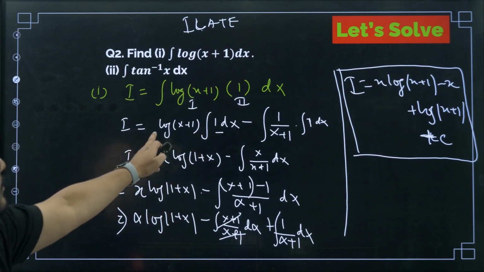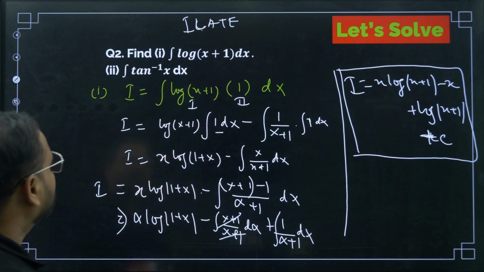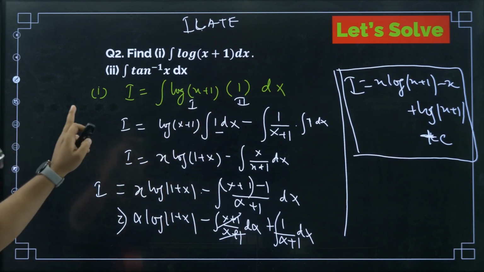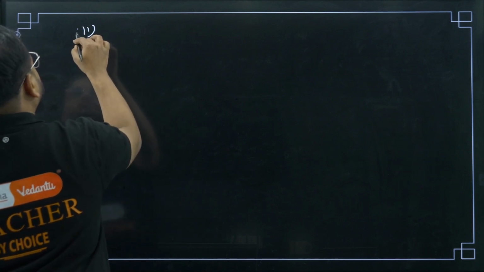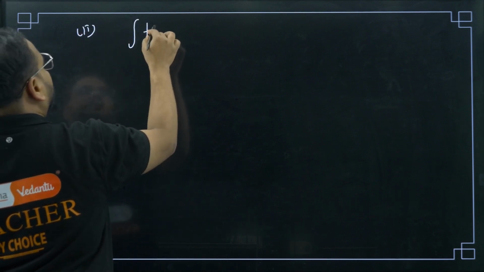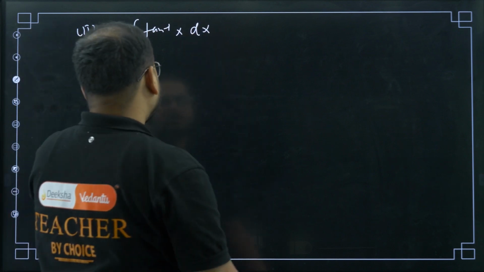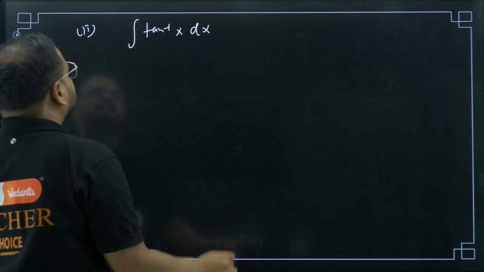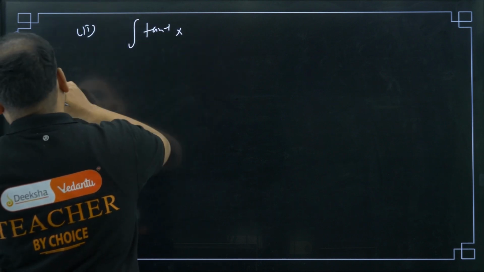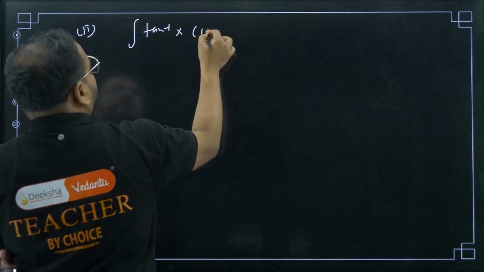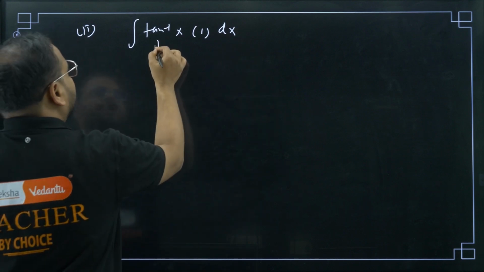First one, I took the function 1 as log of x plus 1, and this is 2. Okay, simple. Second one is what? Integration of tan inverse of x. Have a look here. Second one is integral of tan inverse of x dx. Tell me how will I solve it? So again, same thing I'll do. Take 1 here because there's no second function. What's the first function? Inverse is the first priority.